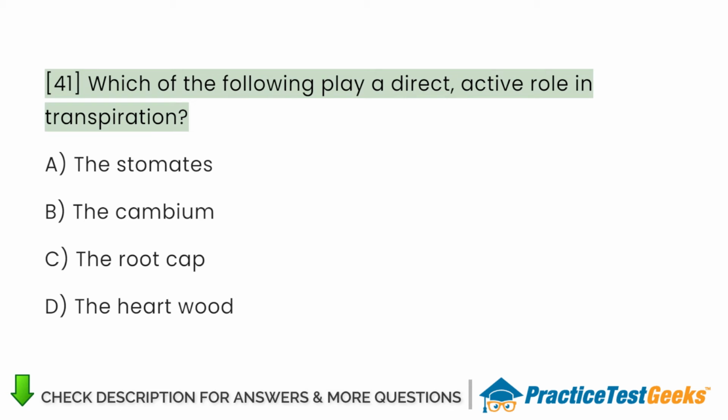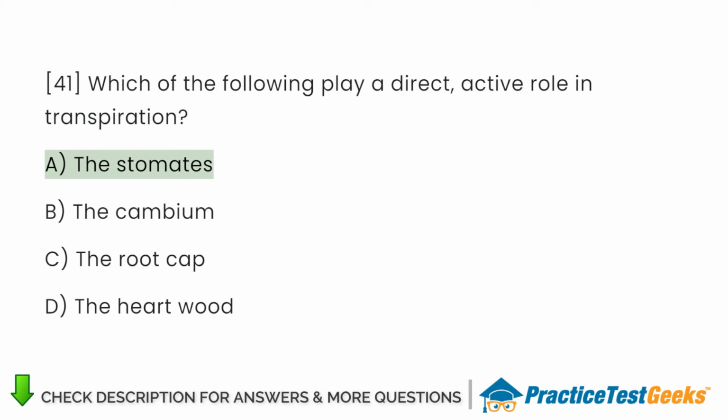Which of the following play a direct, active role in transpiration? A. The stomates. B. The cambium. C. The root cap. D. The heartwood.